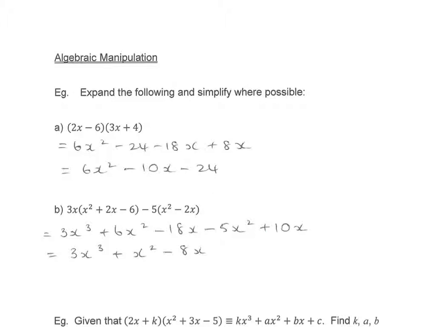Again, collecting your like terms together, we've got 6x squared and a minus 5x squared giving us a positive 1x squared, and we've got minus 18x and a positive 10x, so minus 18x plus the 10x giving us minus 8x. So 3x cubed plus x squared minus 8x.